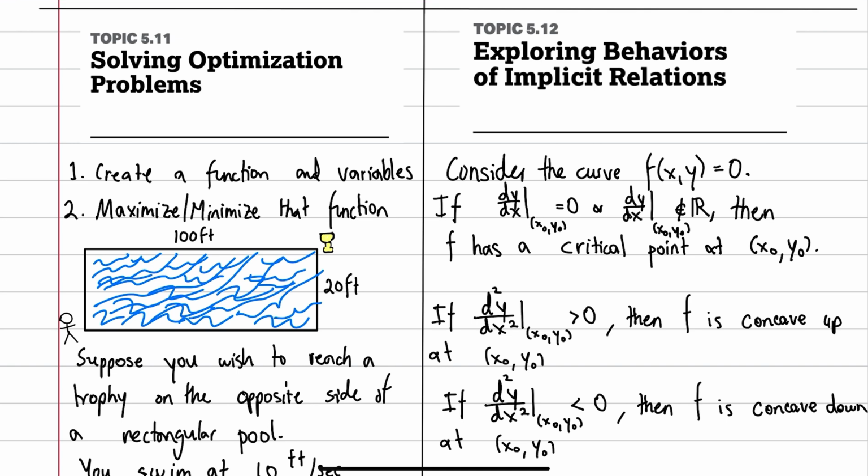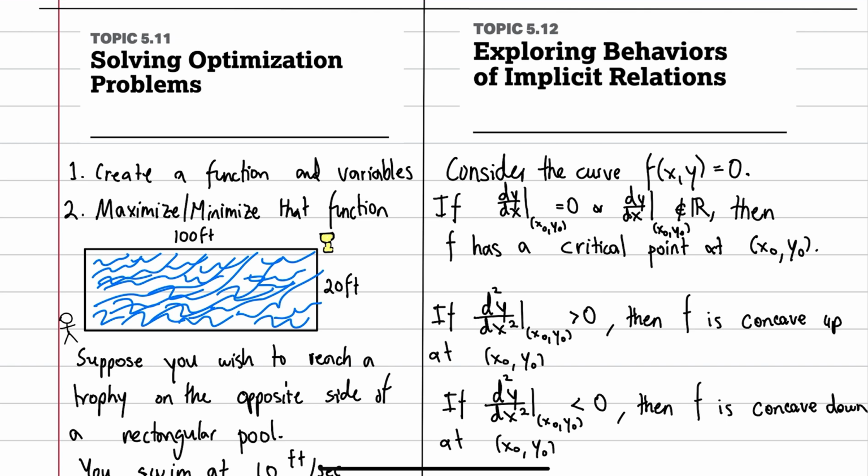or just an implicitly defined curve. Now we look at the derivative. If the derivative is 0 or undefined, we have a critical point. Critical point, what does that mean? That could be like a local max or a local min, but in the context of the implicit function.